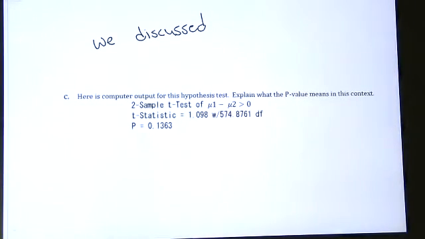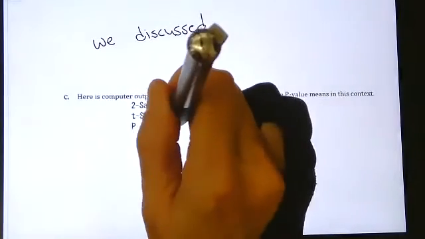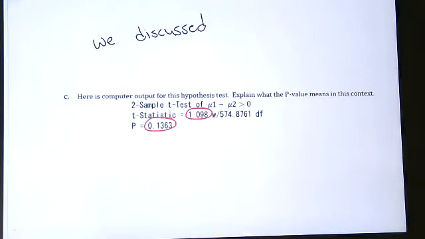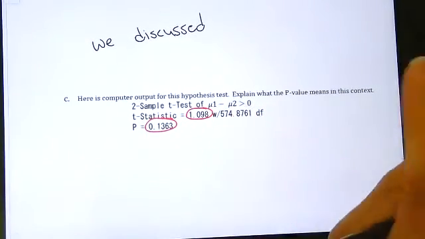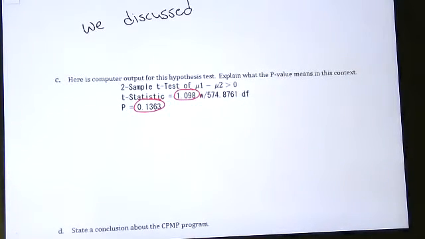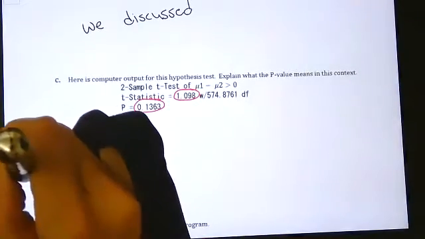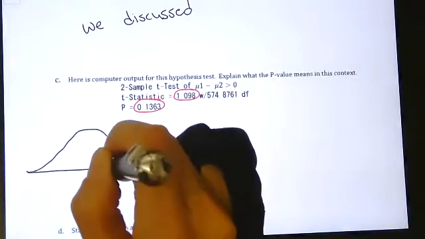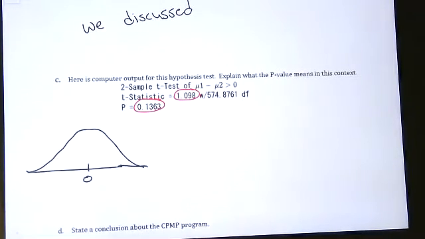Okay, here is the printout from a computer. We don't even have to put it into our calculator. They did it for us. So here is our t statistic. Here is our p-value. They did a 2-sample t-test on a greater than hypothesis, which is what we were doing. So explain what our p-value means in this context. So what does this mean? We were testing whether the difference was 0.